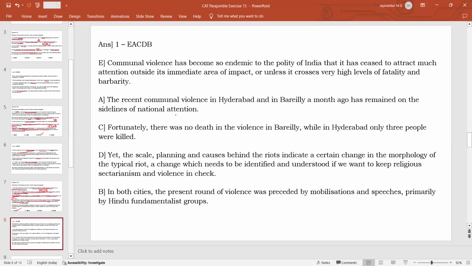Just like any other communal violence, it does not attract too much attention. The violence in Hyderabad and Bareilly also did not attract too much attention. Fortunately, there was no death. So this again is logical, as we say that attention will be received only if there is too much fatality. So that is why there was no national attention. But the scale, planning and causes behind it indicate a certain change. So this change has happened in the case of Hyderabad and Bareilly also. This is why EACDB is the proper sequence.